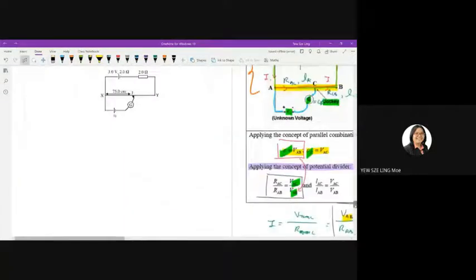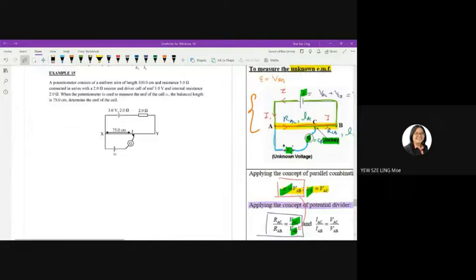So now let us try one question. Biar kita cuba satu soalan, tengok macam mana nak jawab dia. A potentiometer consists of a uniform wire of length. Okay, now we want to focus on what happens along this wire. Initially, your LXY is equal to 100 cm, and the total resistance across the wire, your RXY, is equal to 5 ohm.